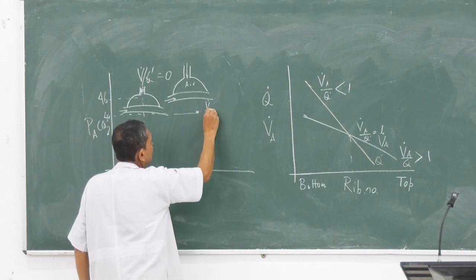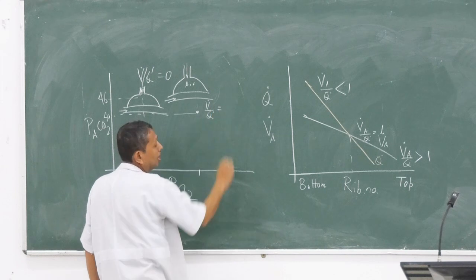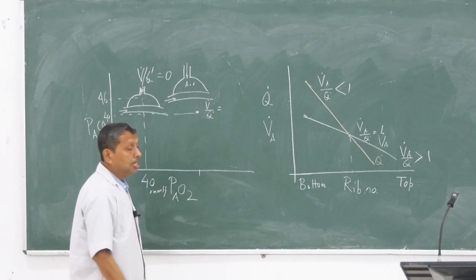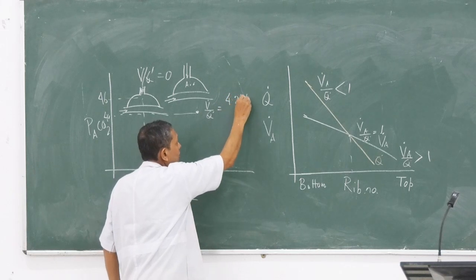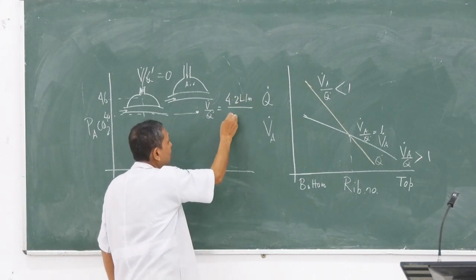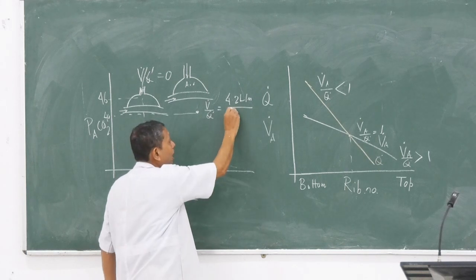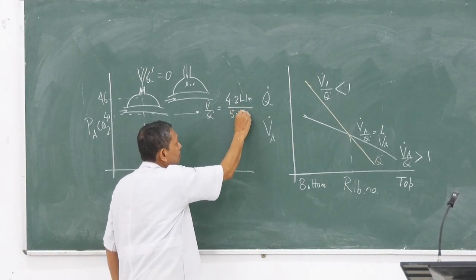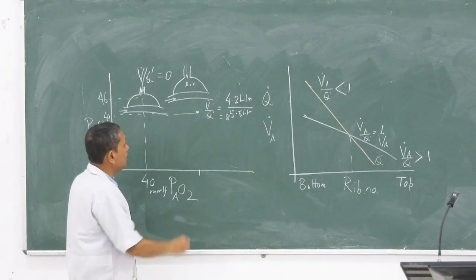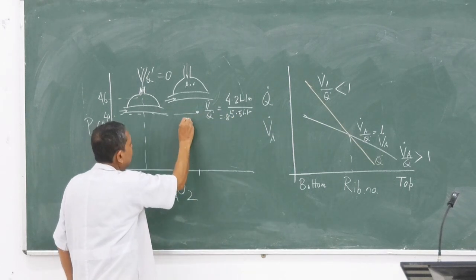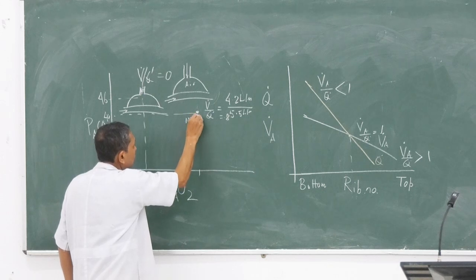Ventilation perfusion ratio is normal. What is the normal value? The ventilation, we discussed, is 4.2 liter per minute. You take the total perfusion of the whole lung, 5.5 liter per minute. It is 0.8 or so. And here this value is 140.